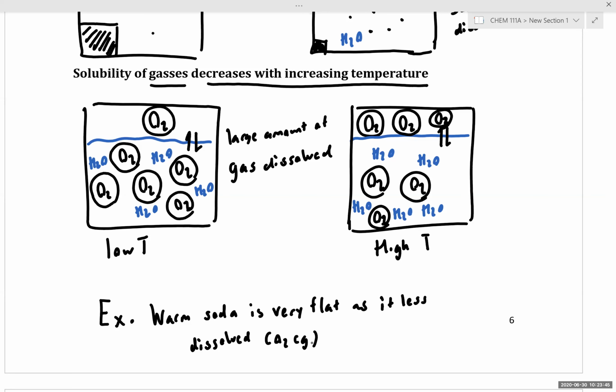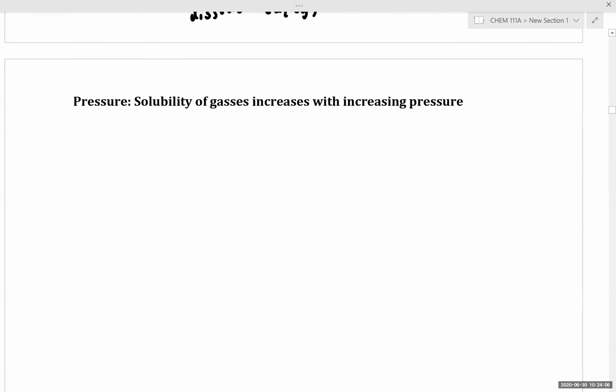Does this make sense so far? Can we at least rationalize these ideas based on what we've seen in the world around us? Is it making sense so far? If there aren't any questions, let's talk about the next idea, which is that the solubility of gases increases with increasing pressure. So let's look at a sample.